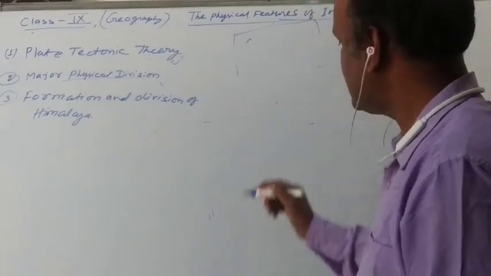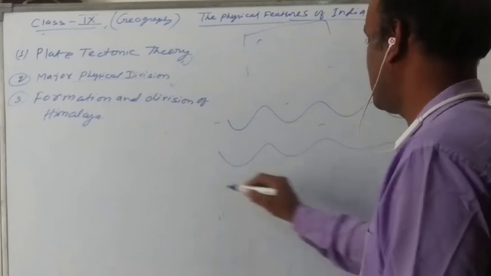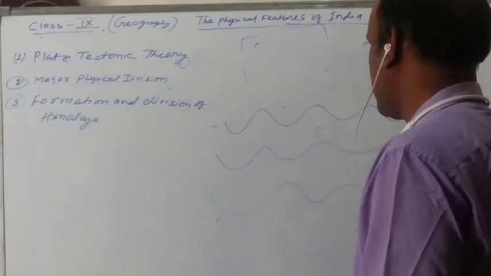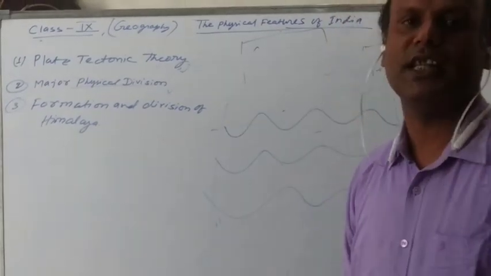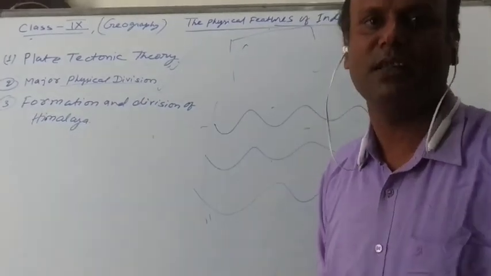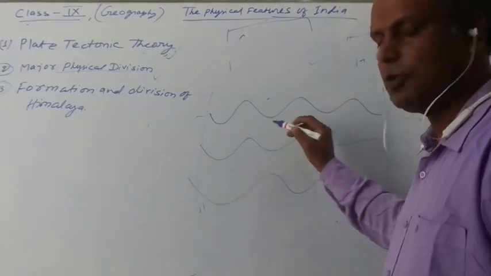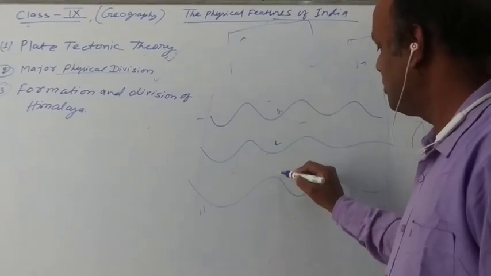Himalaya is a series of three parallel mountains. First of all, you understand Himalaya is not a single series of mountains. It is a series of three parallel mountains, and they are parallel to each other. That is part 1, 2 and 3.